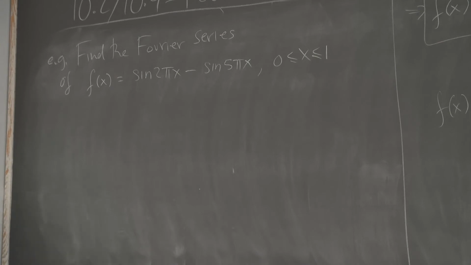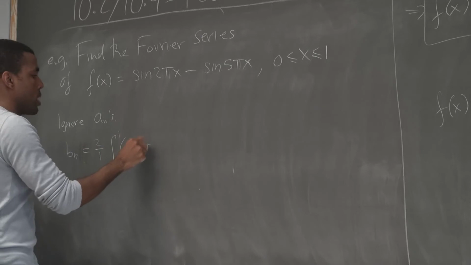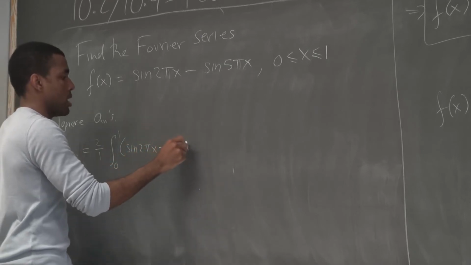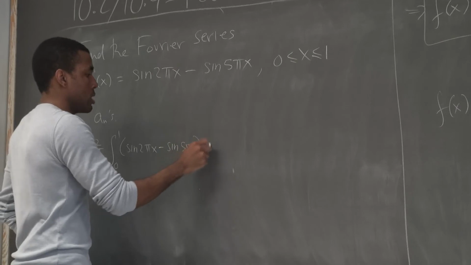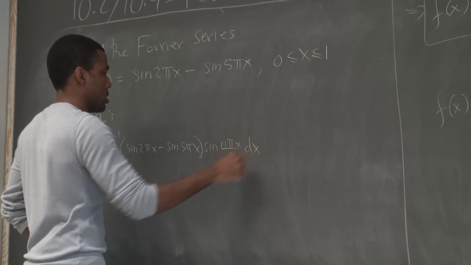So what is going to happen here? So we could say, you know what, ignore a_n's. Our b_n's would be equal to 2 over L, which is 1, integral from 0 to 1, of sine of 2 pi x minus sine of 5 pi x times sine of n pi x over 1 dx.